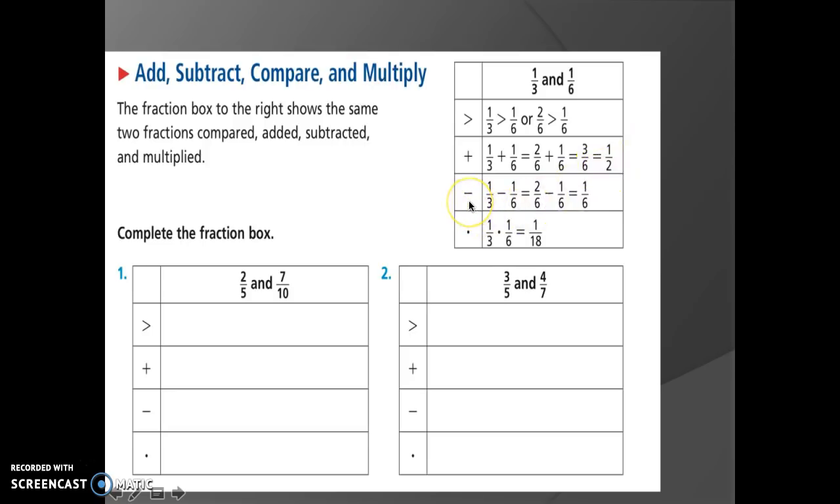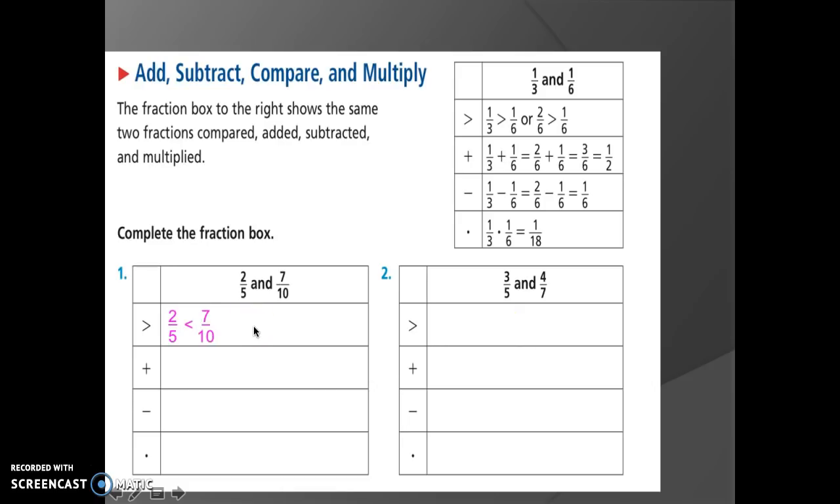When we subtract them, we need to take the larger one, which is 2/6 or 1/3, minus 1/6. Get your common denominator, which we already did up here. 2 minus 1 is 1/6. And when we multiply them, we multiply the numerators, multiply the denominators. All right, I'm going to do fraction box 1, and then you're going to stop the video and do fraction box 2.